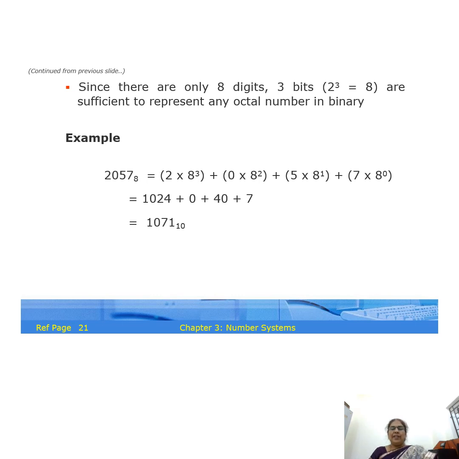2057 base 8. Here it is the same as discussed already in the previous number system, but here the base should be 8: 8 to the power 0, 8 to the power 1, 8 to the power 2, 8 to the power 3. The same procedure is followed here also, but here the base is 8. So finally, converting from octal, we get 1071 base 10.